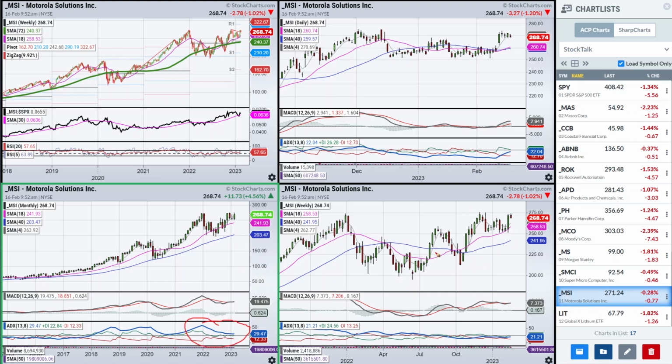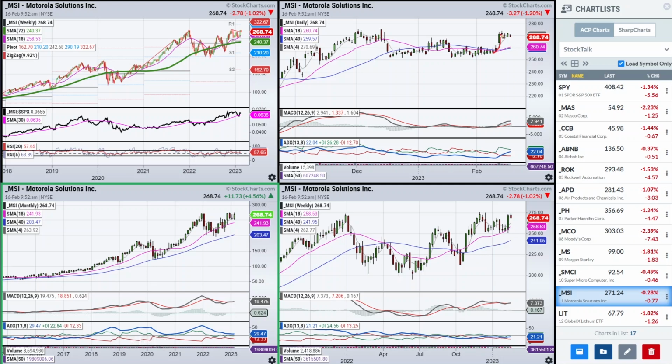Now, what bothers me about this isn't the price structure. We got our 1, 2, 3. We come back to the 18-week, but look at what happened on the move up. This move to the upside did not generate any real strength in the ADX line, which is a little disappointing. Now, I'm willing to forgive that simply because everything else about this looks good. Look at the parallel nature of the moving averages.